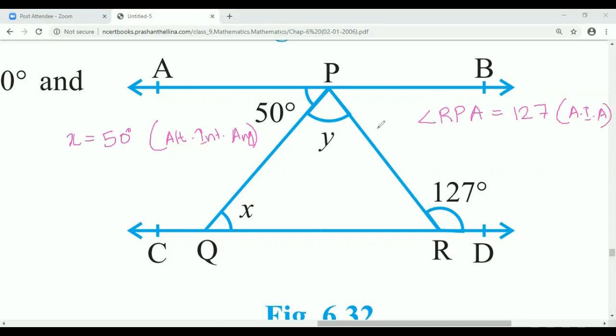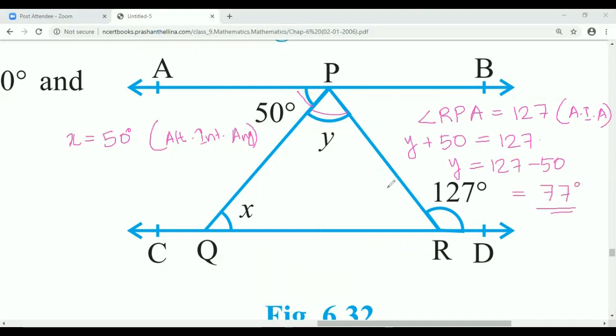Then this angle RPA is the sum of this y degree and 50 degree. So this y plus this 50, you are getting the measurement of RPA. So that is equal to 127 degree. So you will get y is equal to 127 minus 50. So that is 77 degree.